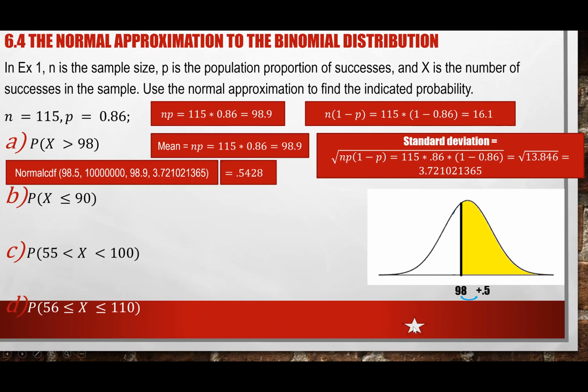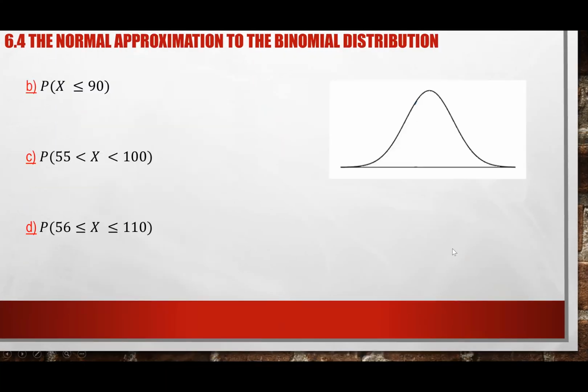X is less than or equal to 90, so again, we sketch our picture. It doesn't matter where your line is, you just put a line here. So where do I shade it? X is less than 90. Do you agree that I have to shade this side, which is the side that is smaller than 90?